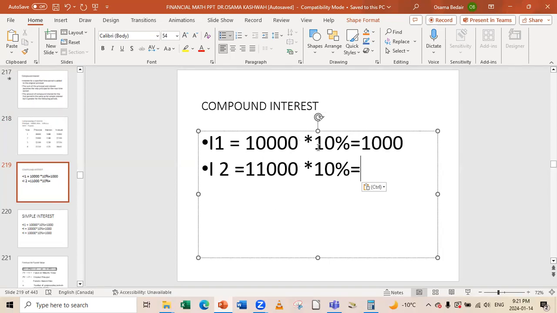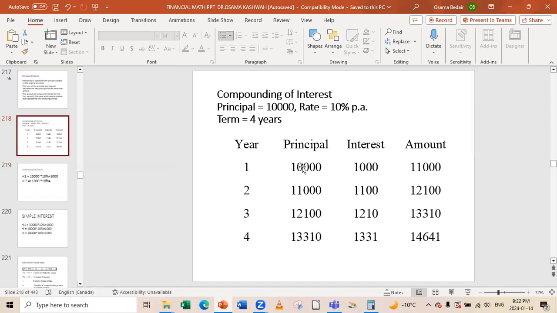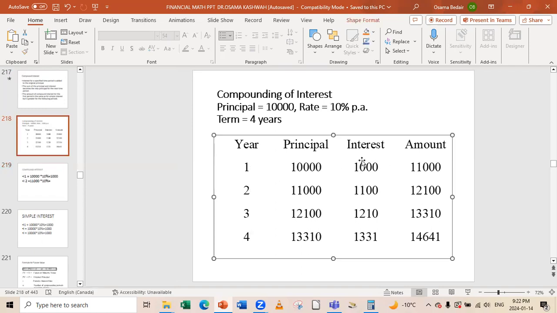No. In the compound, I add the principal or the origin to the interest, and then we calculate the interest. For that reason, they call it compound interest. So here it is. For the first year, the interest was 1,000. So I add the principal to the interest. It's 11,000. The second year, I will take the 11,000 and again multiply by 10%. 11,000, and then it will give me this amount.